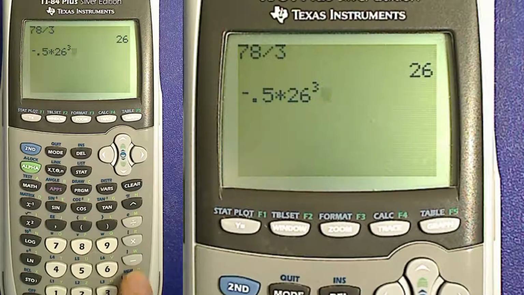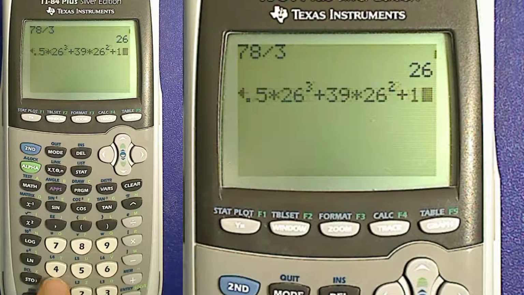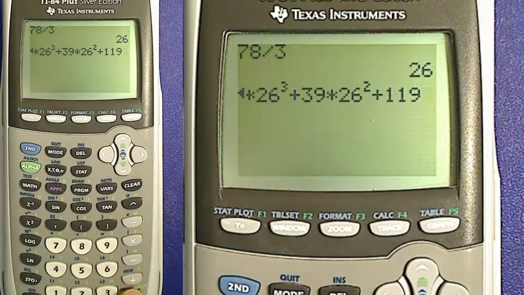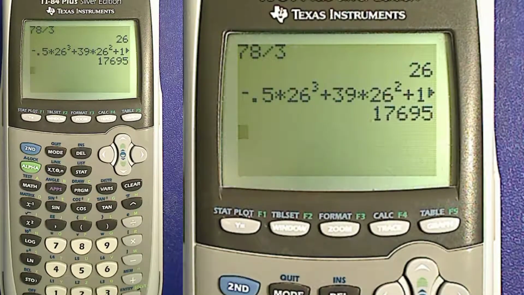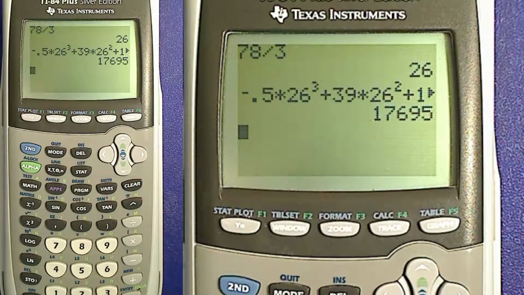Okay, plus 39 times 26 squared plus 119. There we go. 17,695. So I'll just write that down, 17,695. Now, before we go on, let me show you a few other ways to use the calculator to get that number.